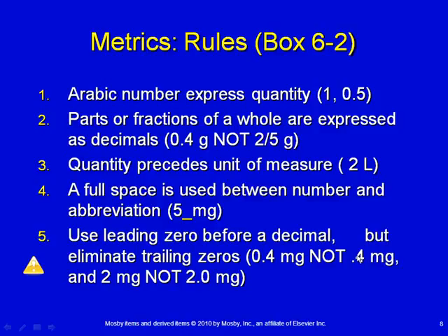Not .4. But eliminate trailing zeros. So if we had an answer of 2 milligrams, we would not record it as 2.0 milligrams. What has happened across America, this has been confused as 20 because someone doesn't see the decimal point there.